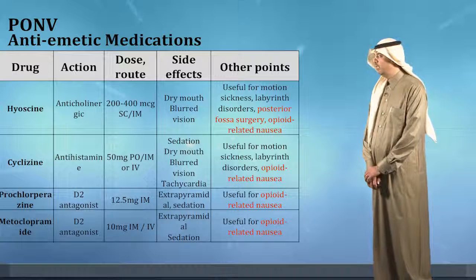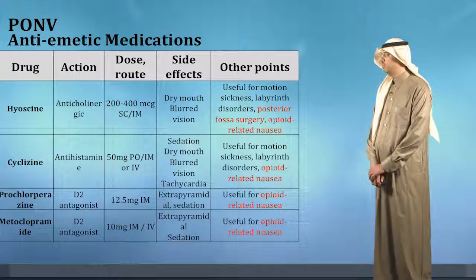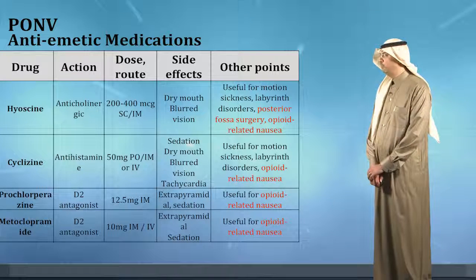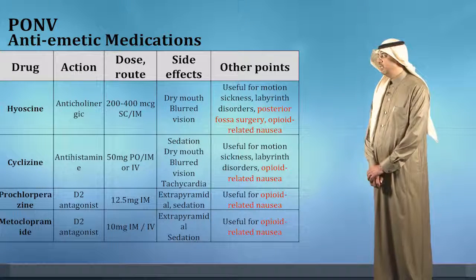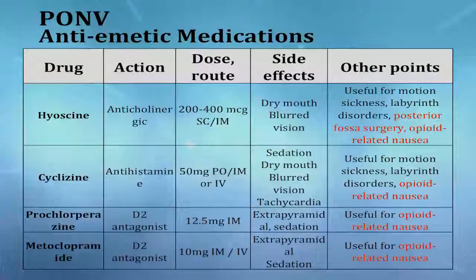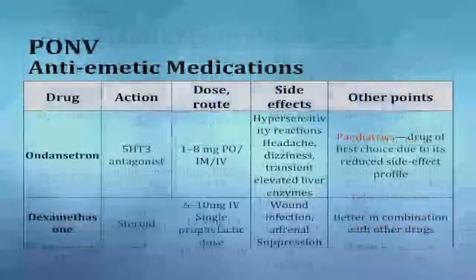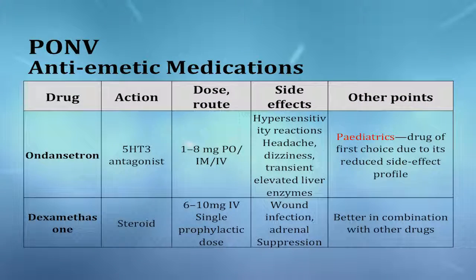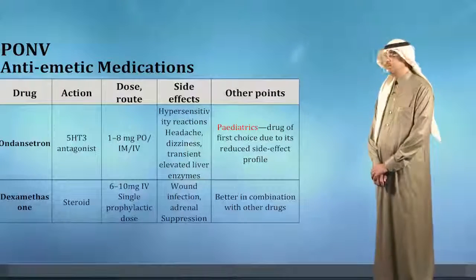Hyoscine is usually given if a patient has undergone posterior fossa surgery or if opioid-related nausea occurred. Cyclizine also can be utilized in patients who have opioid-related nausea. The same is true for prochlorperazine or metoclopramide. Ondansetron is very effective in pediatric patients because it's the first line of management of nausea and vomiting, and it has reduced side effects compared to other medications. Dexamethasone is not usually used as a sole agent, but it can be combined with other medications.